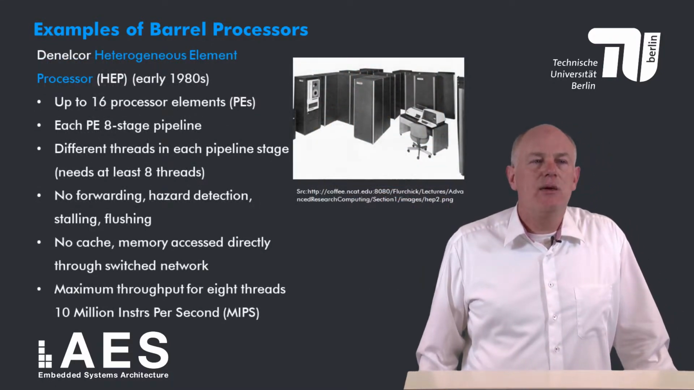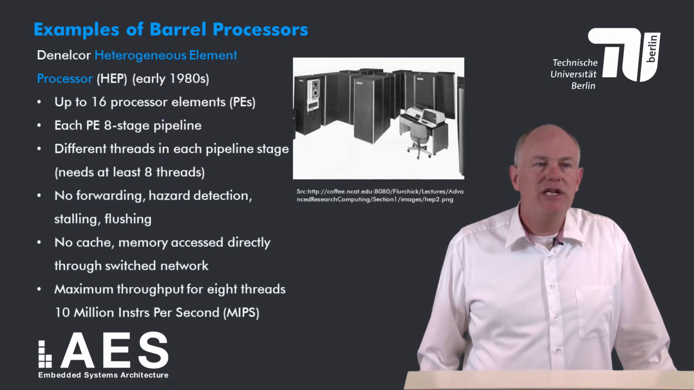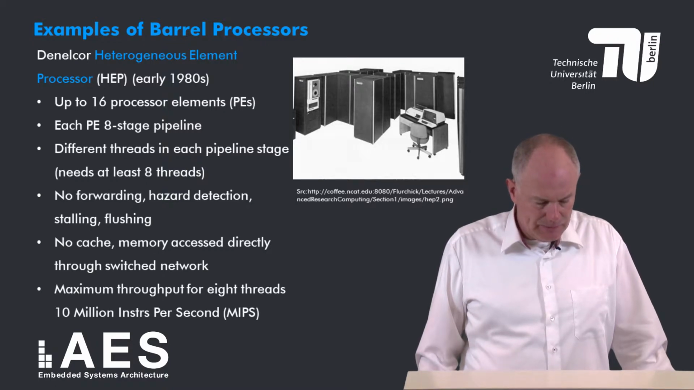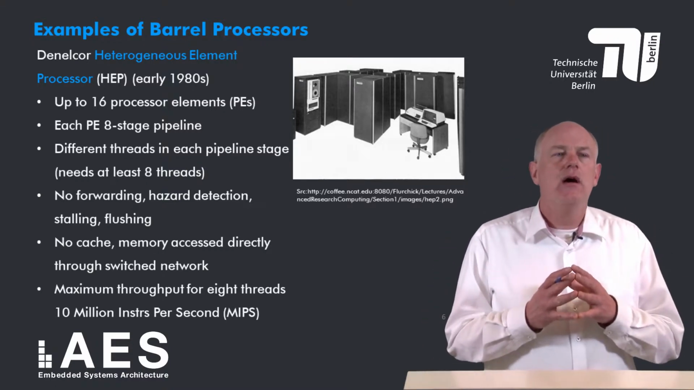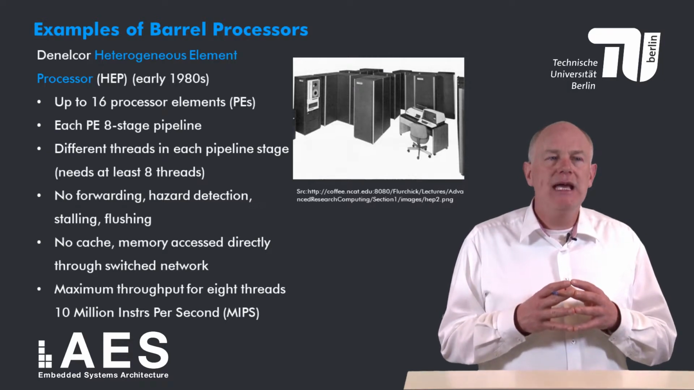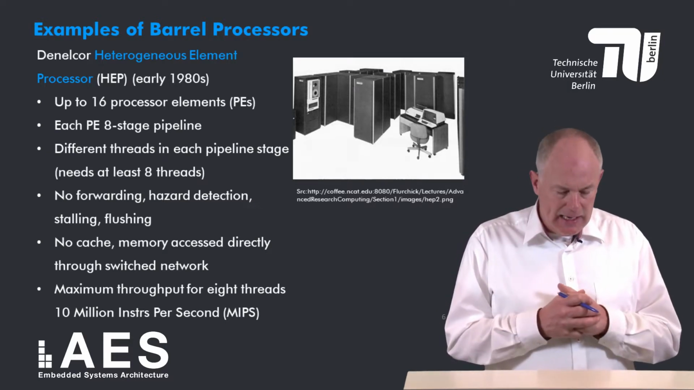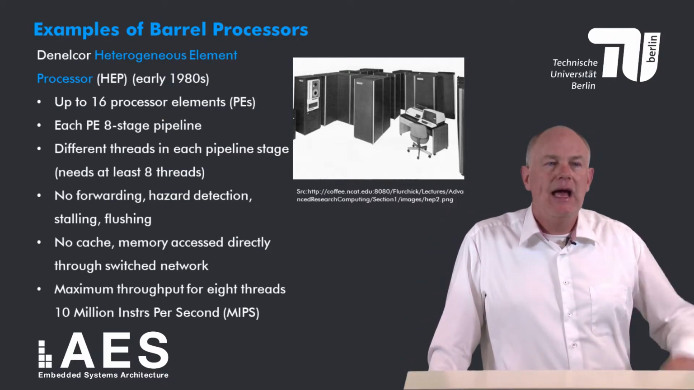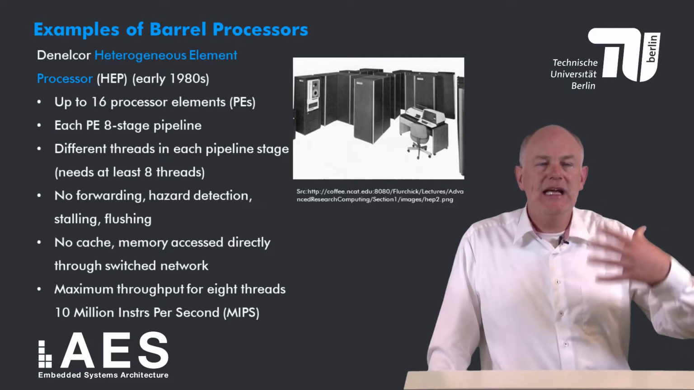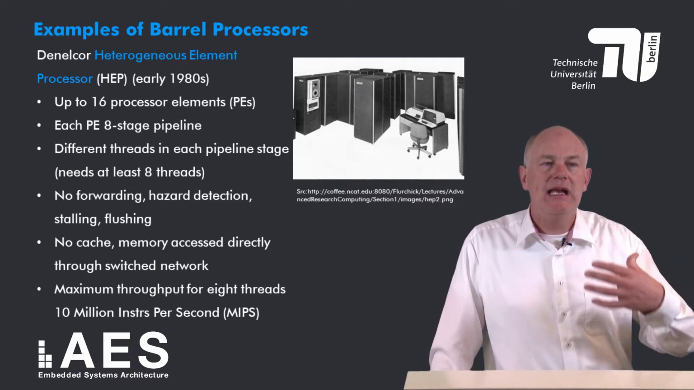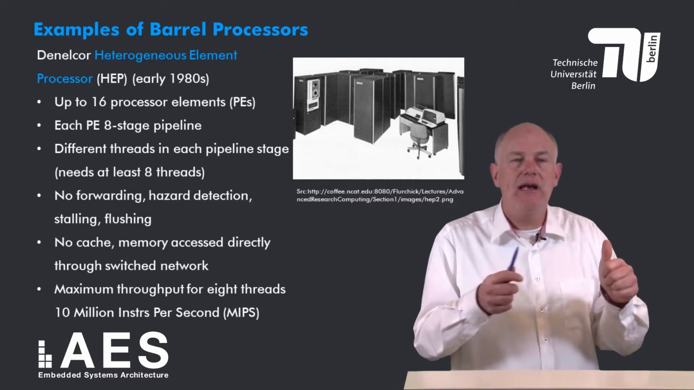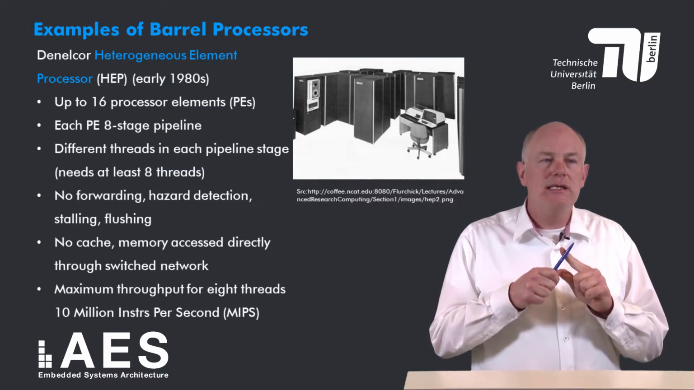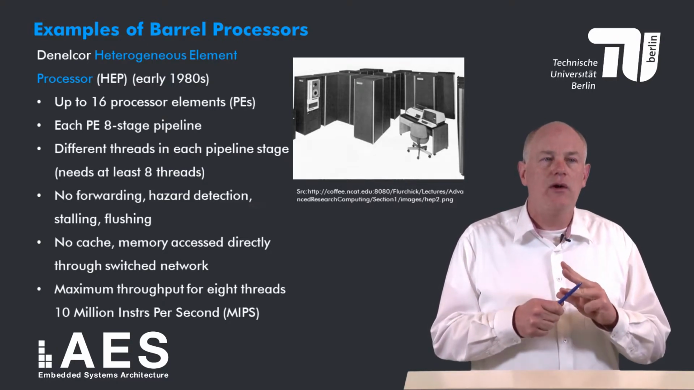Another barrel processor was the Denelcor HEP, heterogeneous element processor, which was developed in the early 80s. It had up to 16 processing elements, PEs, and each of these PEs had an 8-stage pipeline. And there was a different thread in each pipeline stage. That means we need at least 8 threads. Again, like I illustrated a few slides ago, no forwarding, no hazard detection, but also no stalling and no flushing.